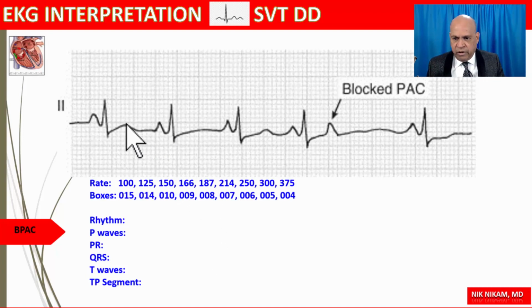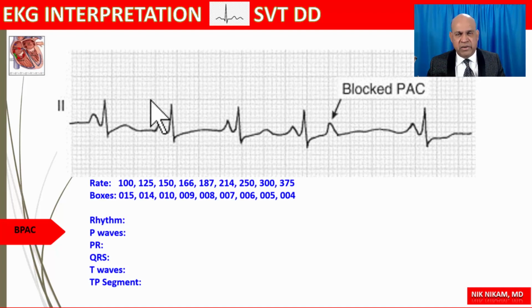Approximately it is 15 boxes, so the heart rate is 100. If you have 14 small boxes, it is 125. If you have 10 small boxes, it is 150. If you have 9 boxes, it is 166. Then it goes to 187, 214, 250, and if you have only 5 small boxes, that is 300 and 375. We have 4, like from here to here, if you have 4 small boxes.